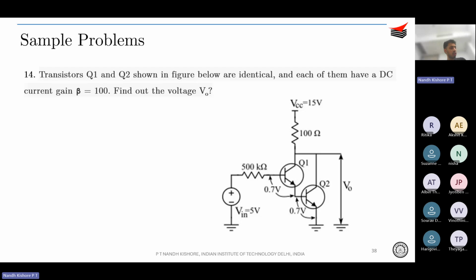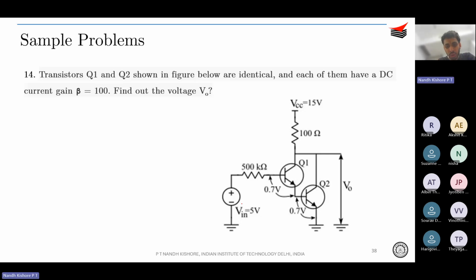Okay, so we will go to another type of problem. Yeah, we still have 15 minutes time. Transistors Q1 and Q2 shown in the figure are identical. Each of them have a DC current gain of beta equal to 100. Find out the voltage V naught. Yeah, so this is again a pretty simple problem. You just need to apply the known principles and just solve.